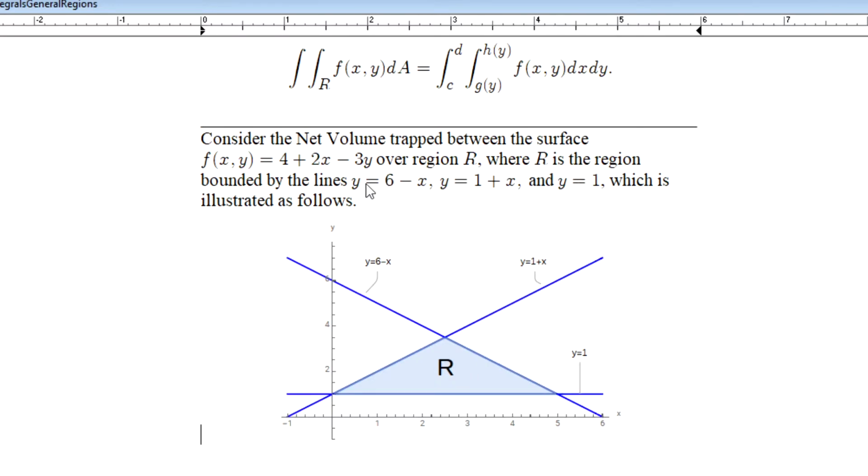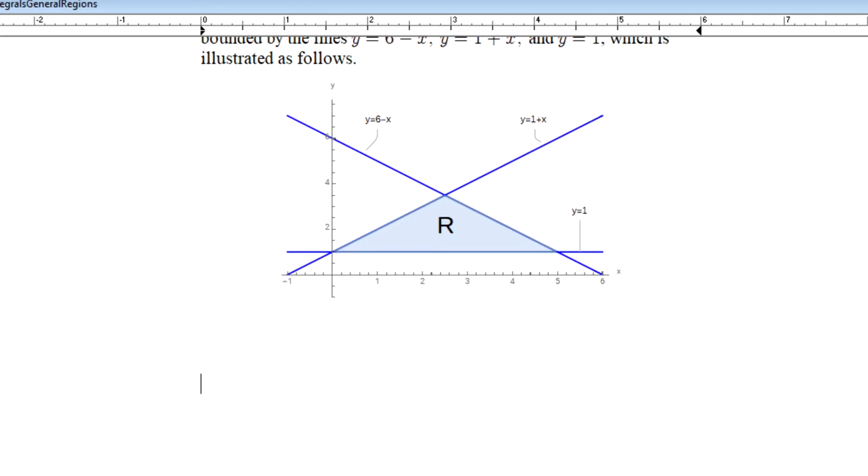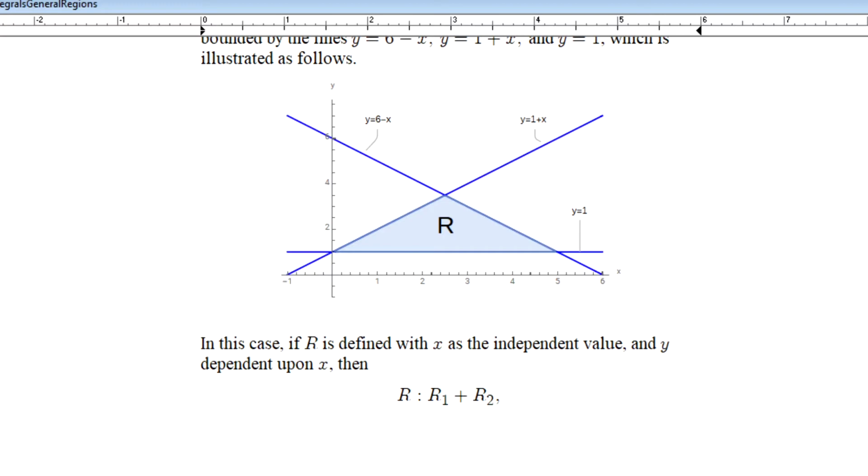Now, I did not give you a specific setup. I'm allowing you to approach this, or to think about this, in terms of our two theorems and our two possibilities for defining R. And what I will note is if we consider the first case of defining R where x is independent and y depends upon x, we would see the following in terms of the breakdown for R. If you consider that scenario where x is independent and y depends upon x, R would actually have to be considered as the sum of two other regions.